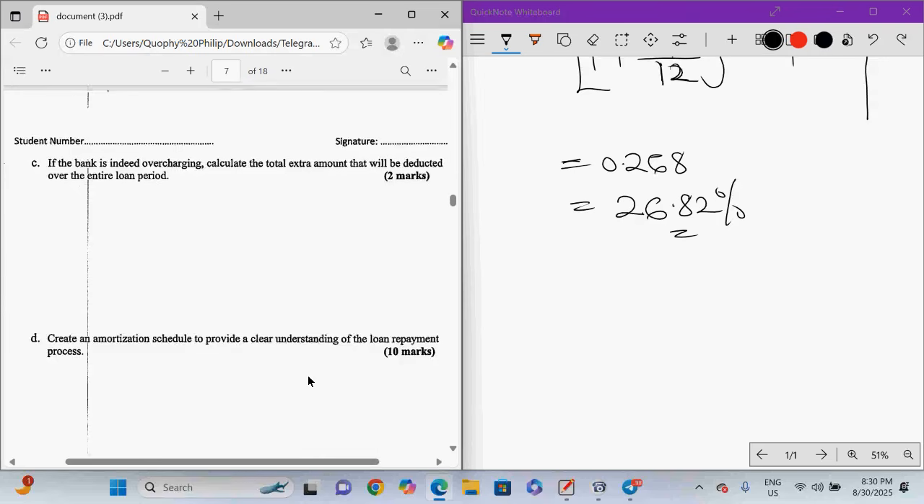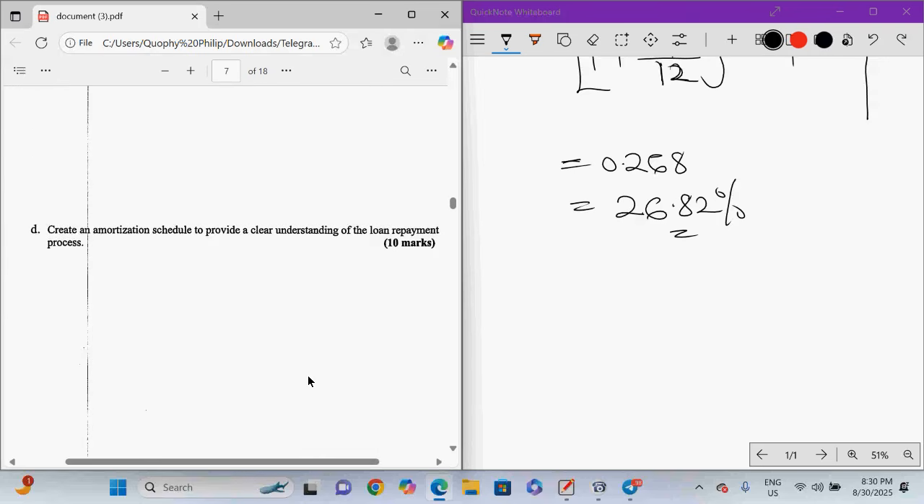So the question of the loan payment, right? We use this effective rate to now compute the equal payment. And this equal payment is what we use in preparing our amortization schedule.